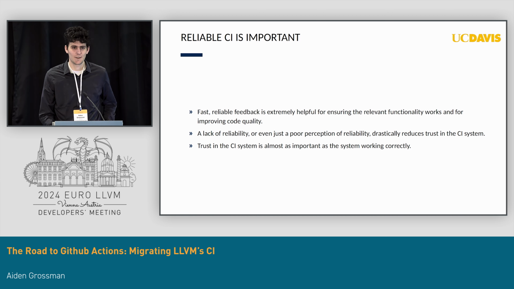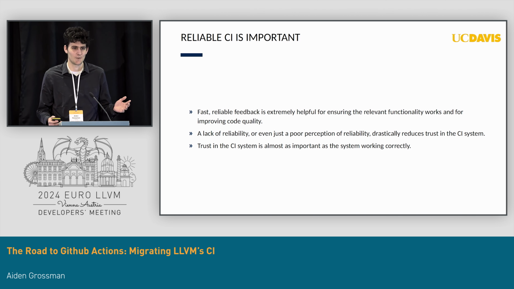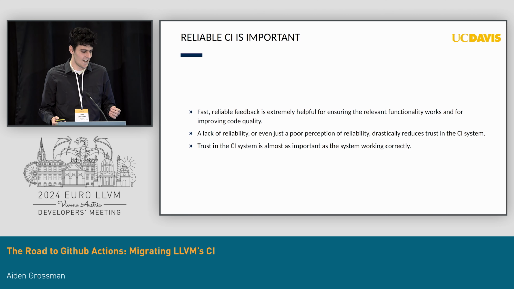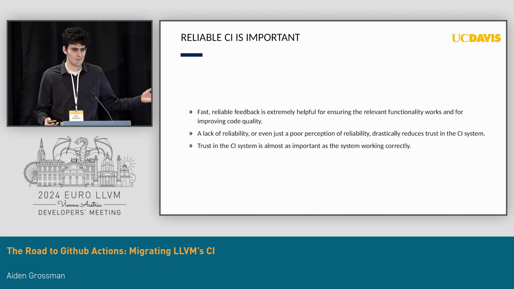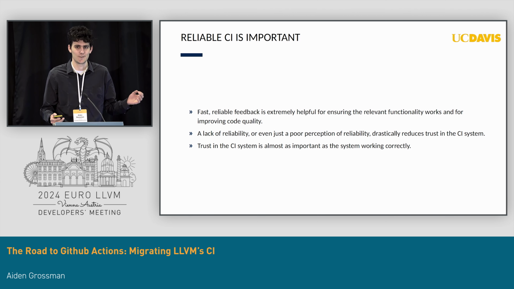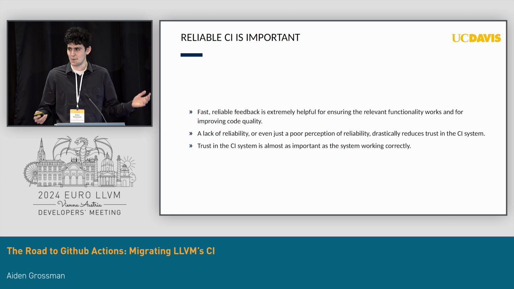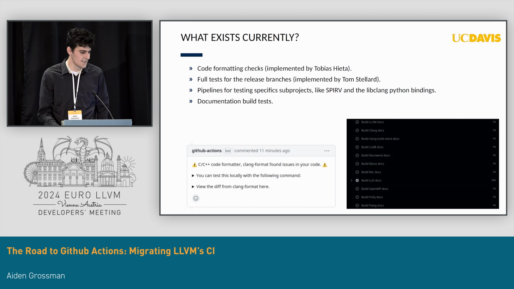First off, a quick note on the reliability of CI. Reliability of CI is probably one of the more important things. Having fast, reliable CI is really good at catching issues. And a lack of reliability, or even just a perception of a lack of reliability due to previous reliability issues, can really reduce the trust in the CI system, which leads to people ignoring results, which is not what we want, because we want people to be able to trust the CI and pay attention to it so that when things break, they're able to catch it quickly.